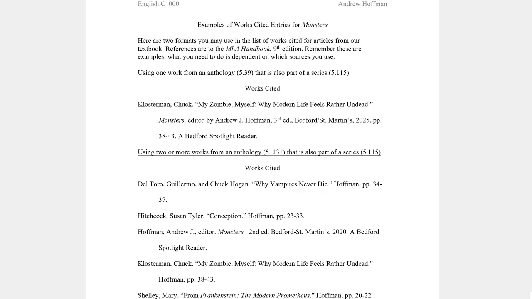So, for example, let's say you're going to use just one work from Monsters in your paper. Okay. So if you can see it says using one work from an anthology. Now these numbers here are keyed to the MLA Handbook 9th edition. If you don't have that, don't worry. But if you do have it, you can look it up. That is also a part of a series.